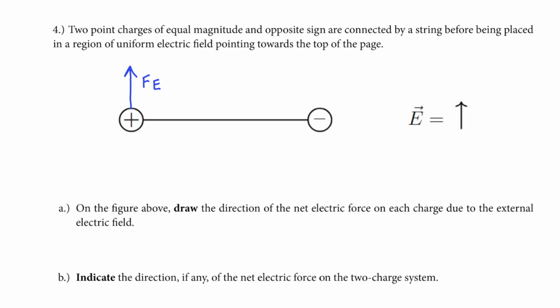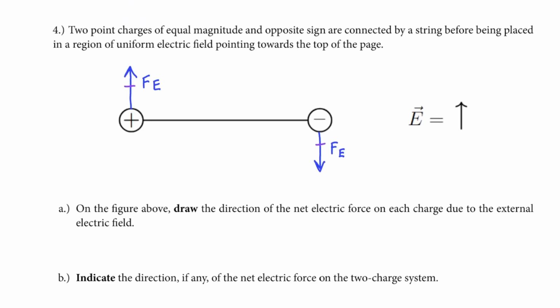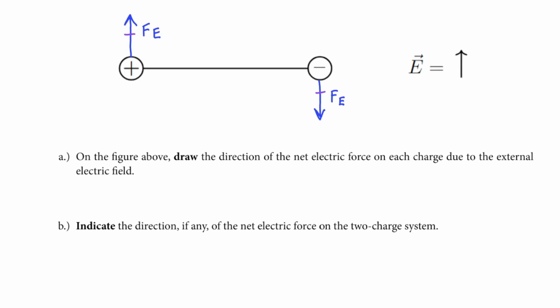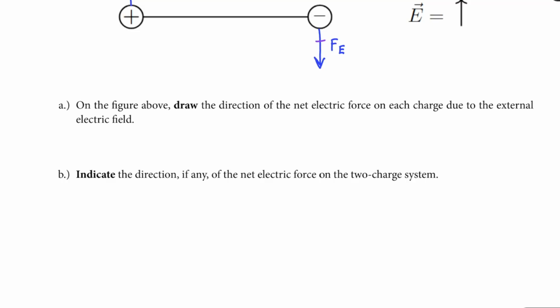And then if positives are going to get pushed up by this E field, then negatives must get pushed down by this E field. And it's given that these charges have the same magnitude but opposite sign. So we know that the electric field is going to push on these charges equally. So now we can do some analysis. Indicate the direction, if any, of the net electric force on the two-charge system. Well, there's none, because there is an upwards force on one end, but there's a downward force on the other. So we can conclude here that the net force is 0.